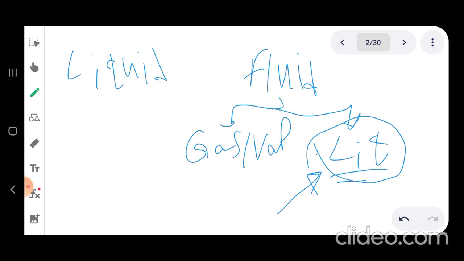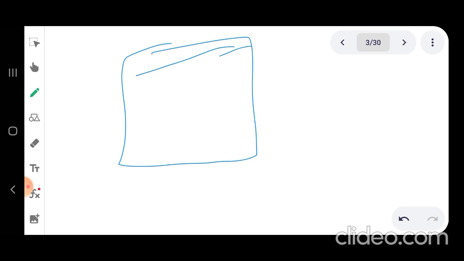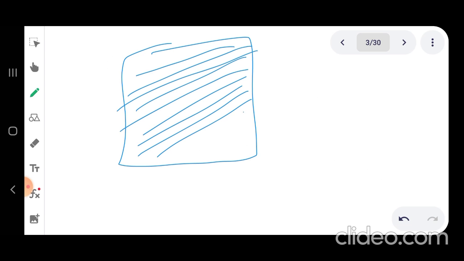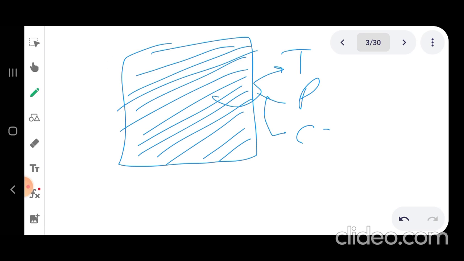The question here: is the liquid phase always only one phase? The answer is no. You can have two different liquid phases. So what's the meaning of a phase? A phase is just a homogeneous matter. What do you mean by homogeneous? Homogeneous means it has constant temperature, constant pressure, and constant composition.